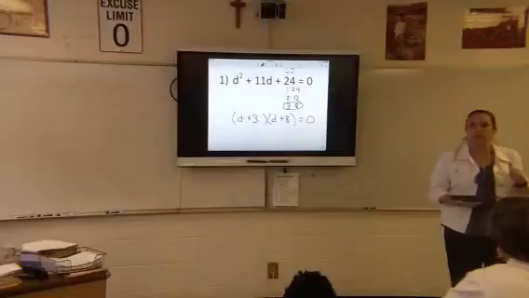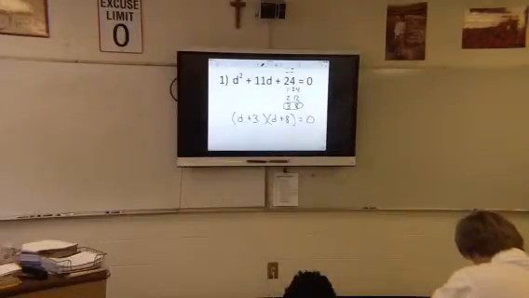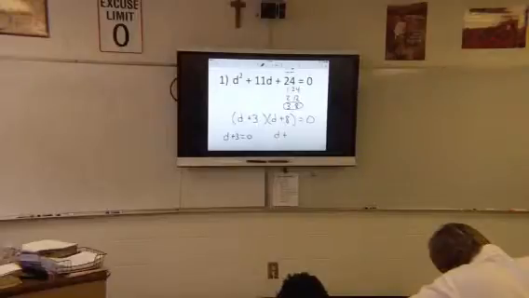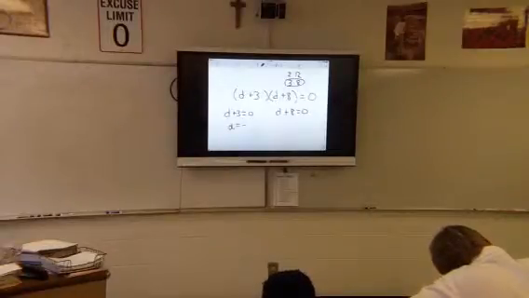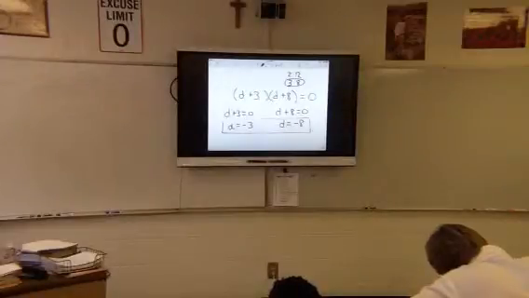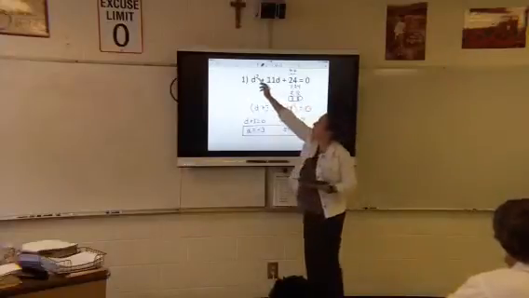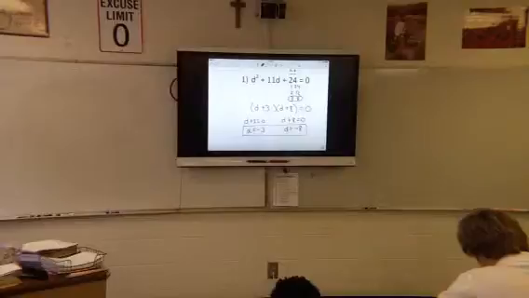Step 3, set your factors equal to 0. So what do we do there? John? D plus 3 equals 0, and then d plus 8 equals 0. Good. D plus 3 equals 0, and D plus 8 equals 0. Okay? So now, what is D going to equal on this first guy here? Negative 3. What about the second guy? Negative 8. And those are my 2 solutions, okay? Just like we talked about. If you got an exponent of 2, you get 2 answers, okay? All right, does anybody have a question on number 1 so far?